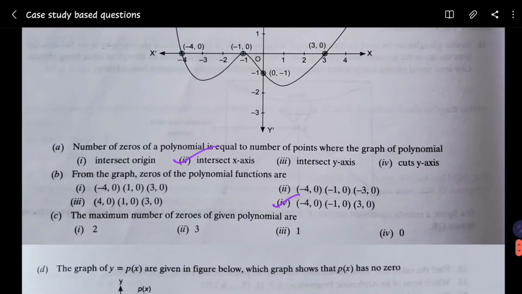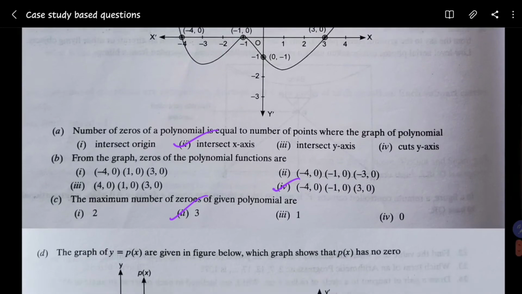Next question, the maximum number of zeros of this given polynomial are definitely 3 because it is cutting x-axis at 3 different locations. So that is why it is equal to 3. Now go for the fourth question.